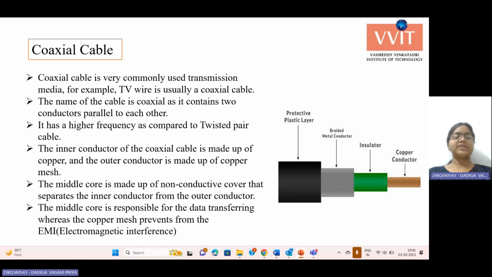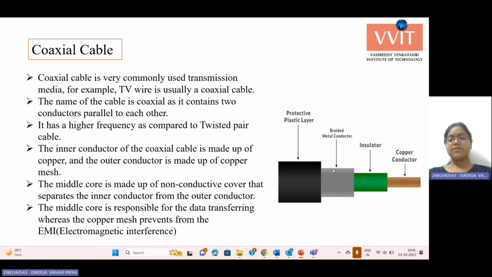It has higher frequency when compared to twisted pair cables. The inner conductor of the coaxial cable is made up of copper, and the outer conductor is made up of copper mesh. So in a coaxial cable, we have two conductors: one is the outer conductor and another is the inner conductor. The middle core is made up of a non-conductive cover that separates the inner conductor from the outer conductor. The inner conductor is responsible for data transferring, whereas the copper mesh protects from EMI. EMI is electromagnetic interference. So this is all about the coaxial cable.